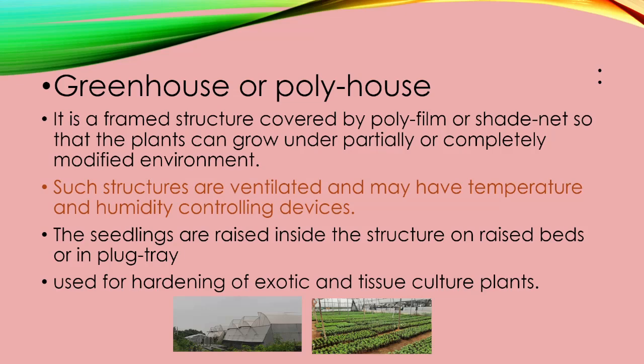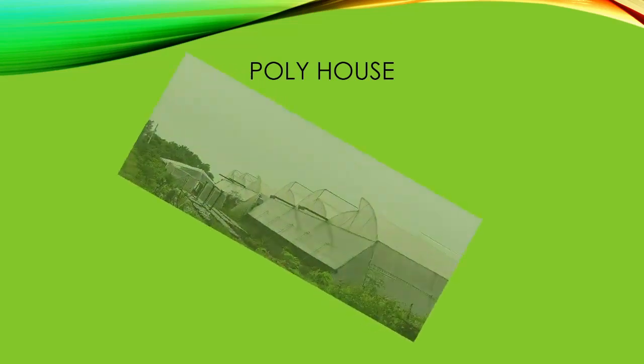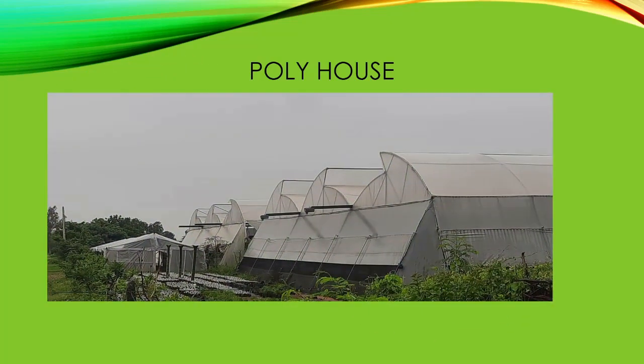And also tissue culture produced plants require a hardening process. For that also these greenhouses or polyhouses can be used. First, these tissue culture plants or exotic plants are grown in these greenhouses or polyhouses. After acclimatization, they are transplanted into the normal field. So this is a polyhouse where controlled environmental conditions are provided for the plants.